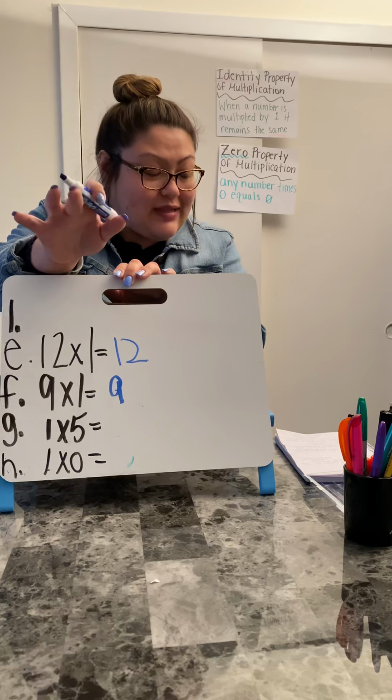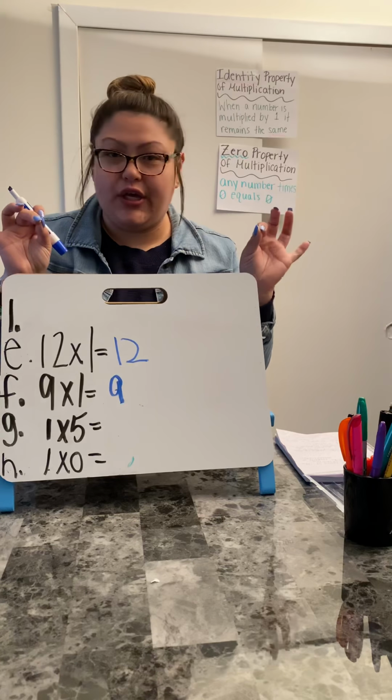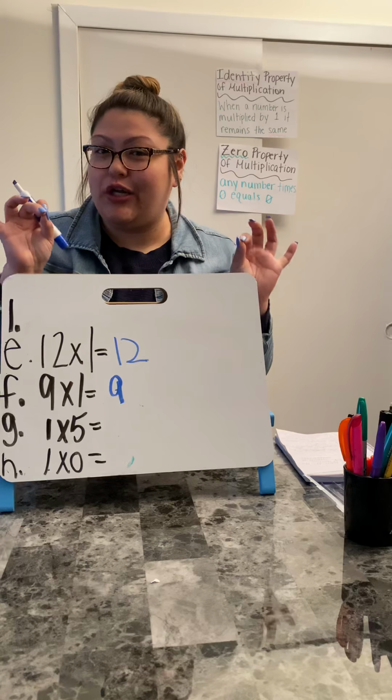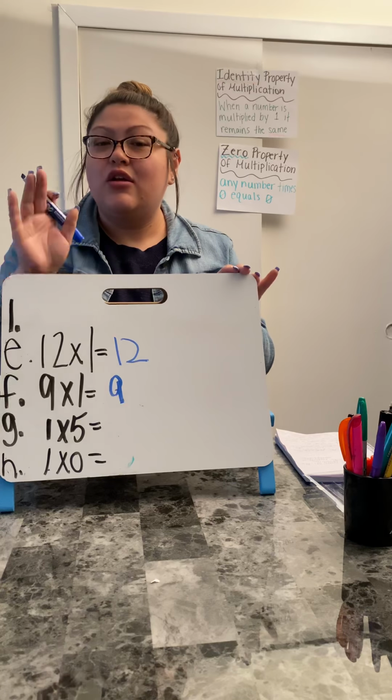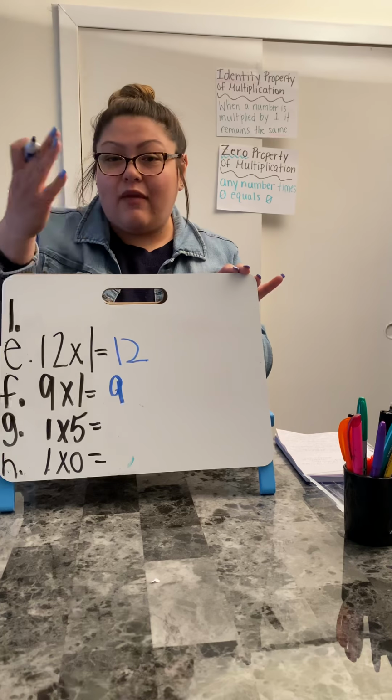Now, when you get to H, don't let it trick you. Okay, they're trying to trick you. Look at what it says, okay? So I'm going to give you a couple seconds. Try the next two on your own, and then we'll come back together, okay?